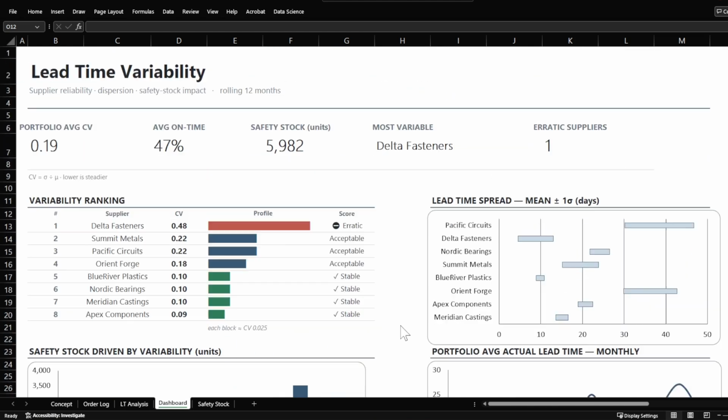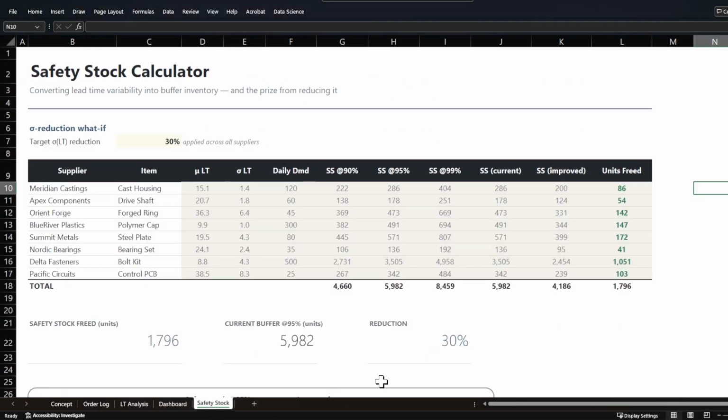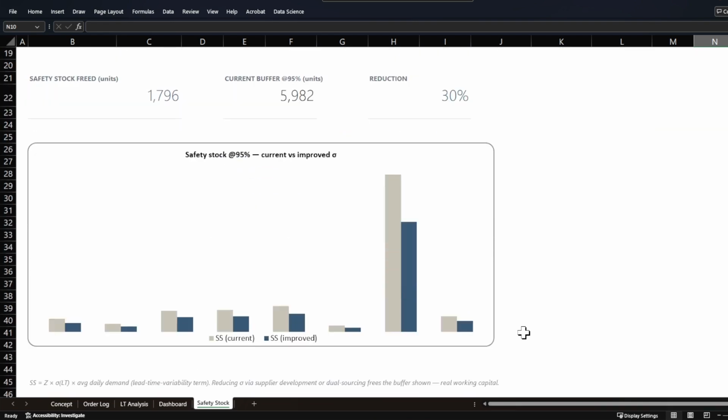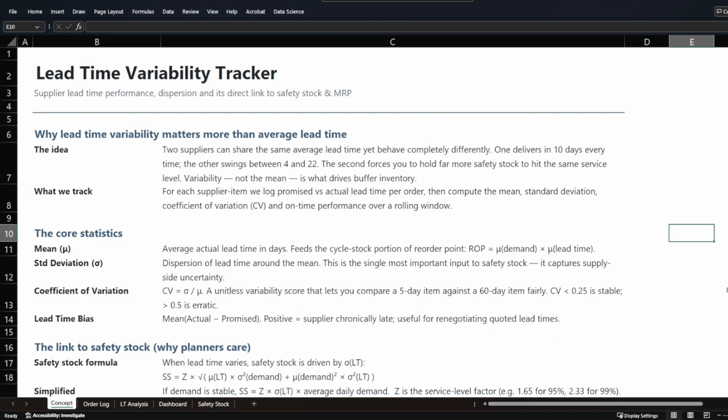can review. We will also be discussing the measures to reduce lead time variability, and you can create a scenario in which you can check that if you reduce your lead time variability by a certain percentage, then how many units you are going to free up and how much reduction you are achieving in each category. So let's start. First of all, we need to understand the concept.